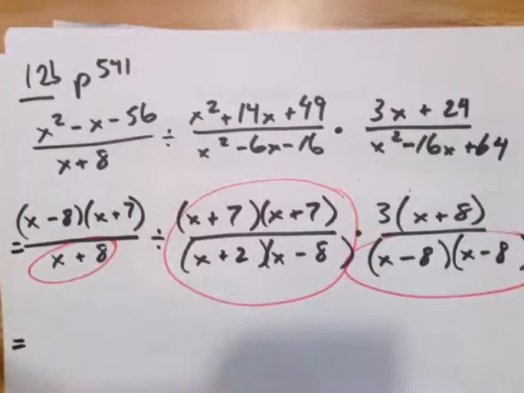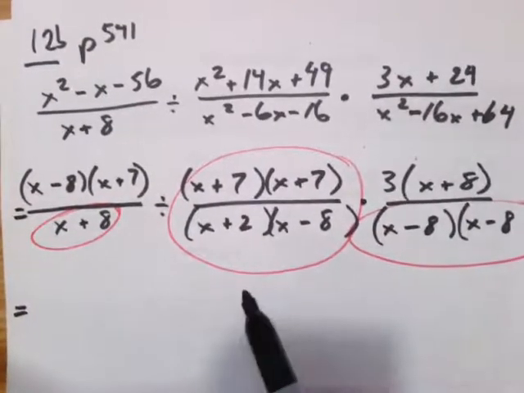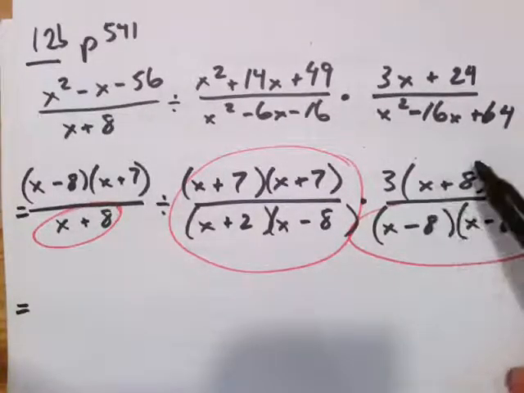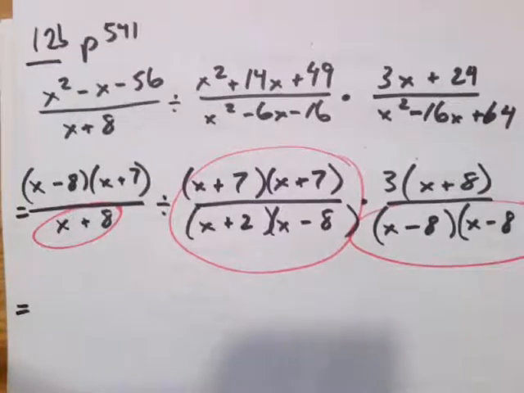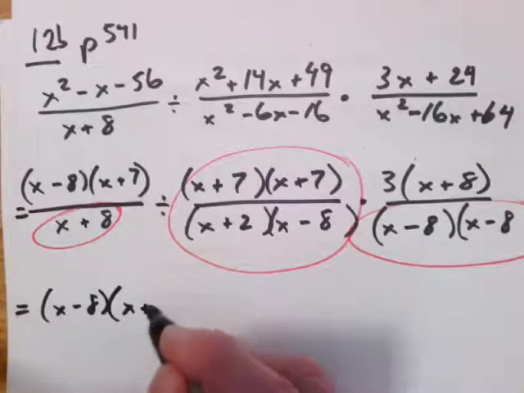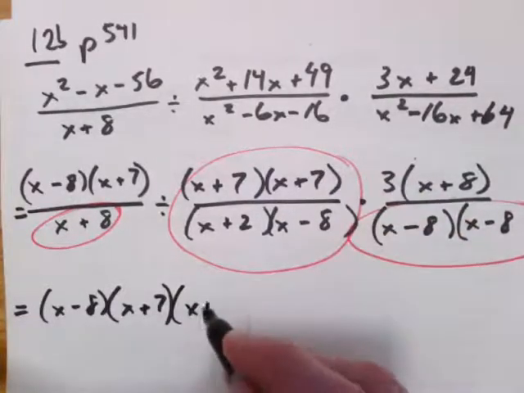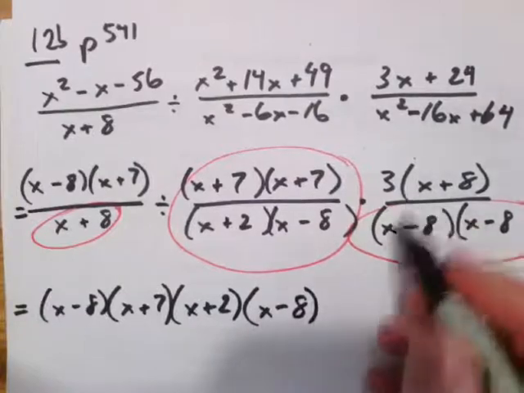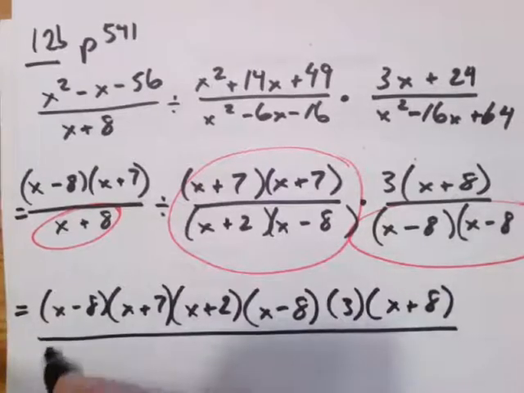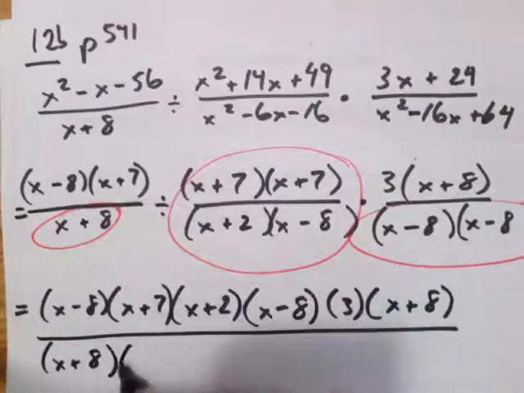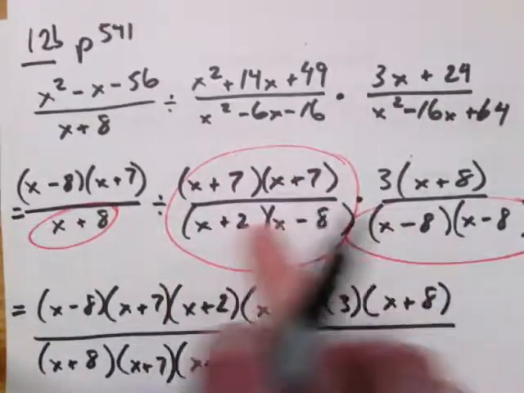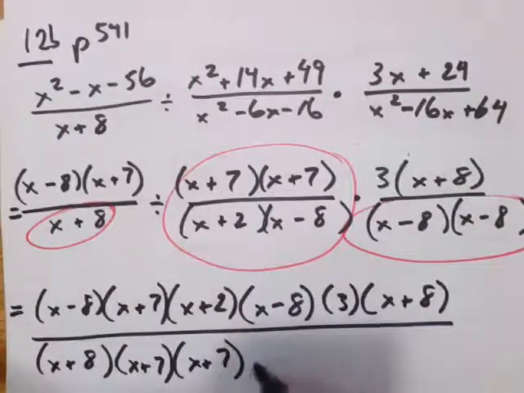Equals, now I'm rewriting this. I could do some canceling to save. I don't know if I should do a shortcut or not, because this x plus 8, this x plus 8, x minus 8, x minus 8. I'm not going to. You can. x minus 8, x plus 7. We flip this. Flip and multiply. x plus 2, x minus 8. And then on top, 3, x plus 8, x plus 8. And then over here it's x plus 7, x plus 7, right? These came from the top. These two here are here now. You flip, you multiply.